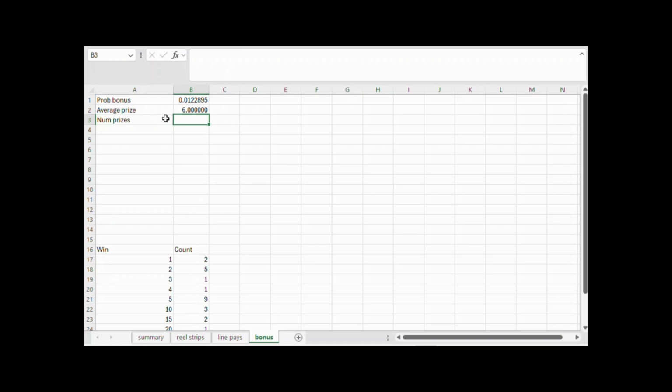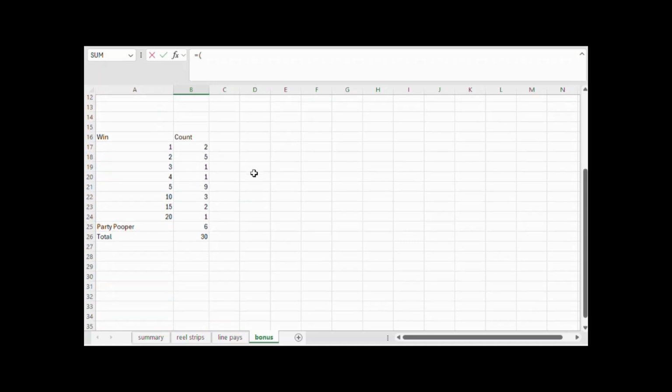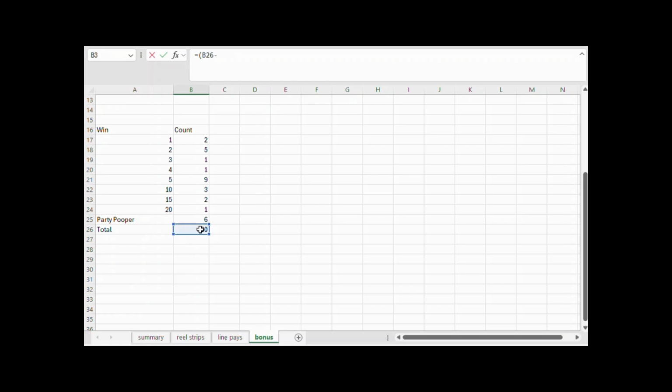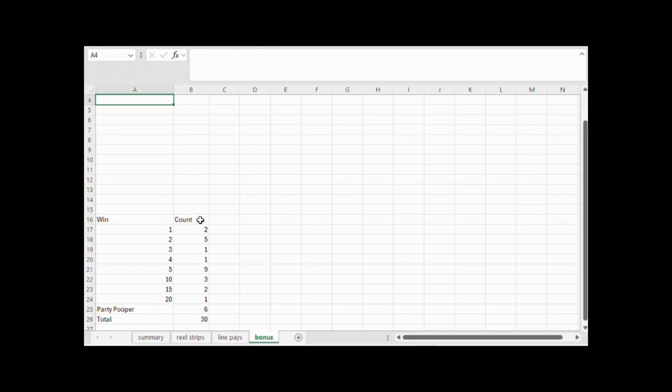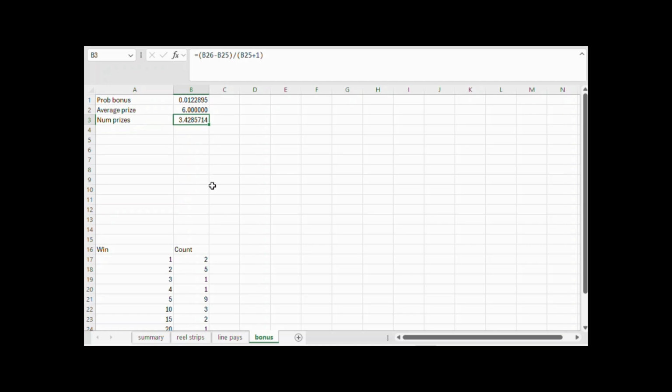So how many prizes can the player expect to pick before a party pooper? I emphasize before and not including the party pooper. There's a handy mathematical trick you can do: you take the total number of prizes, which is 30 minus 6, or 24, and then you divide by the number of party poopers and add 1. So that is telling us the player can expect to pick 3.43 prizes before he gets a party pooper.